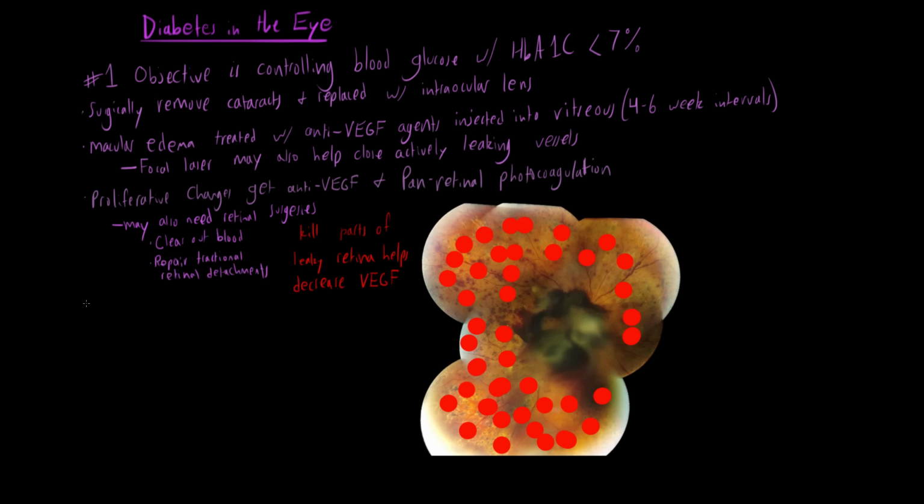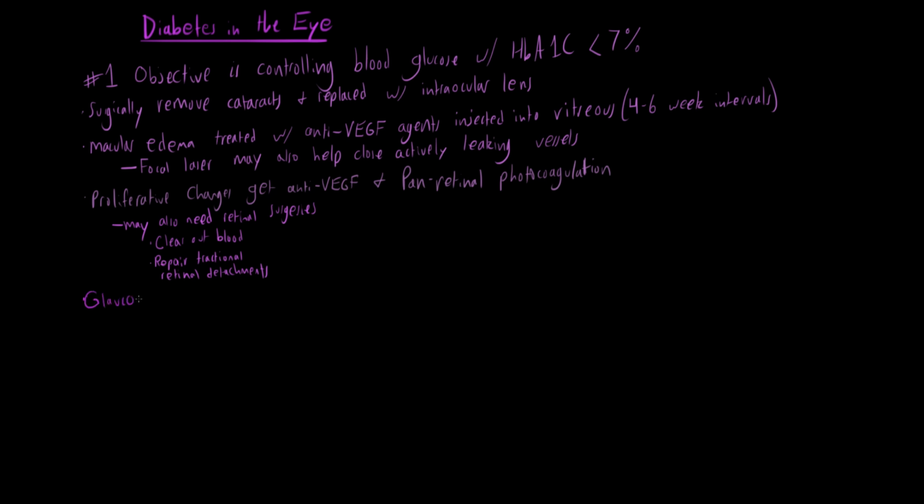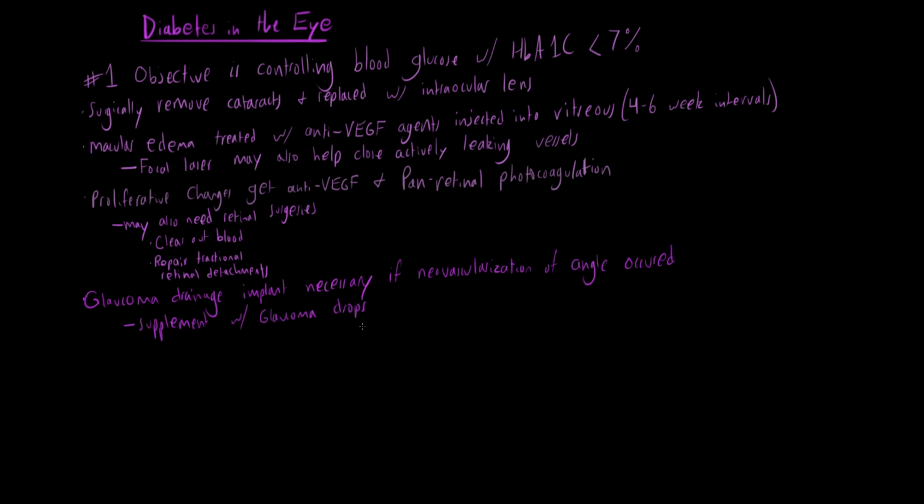If there are proliferative diabetes changes in the anterior chamber angle, these patients will need an alternative way to drain aqueous and will require a glaucoma drainage implant. And they may also require glaucoma drops.